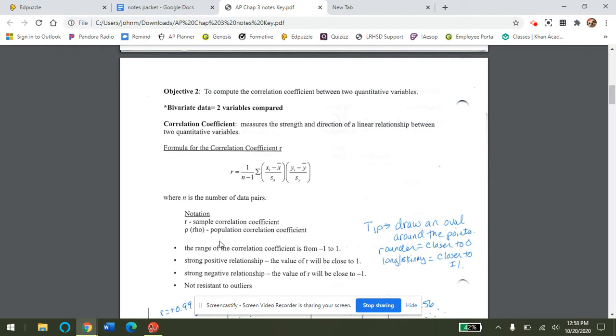So the range of your correlation coefficient goes from -1 to 1. If you have a strong positive relationship, your value of R is going to get closer to 1. A strong negative relationship, the value of R will be closer to -1. Everyone always asks, well, how do you know it's strong or not? Like, what's the number? We will do that.